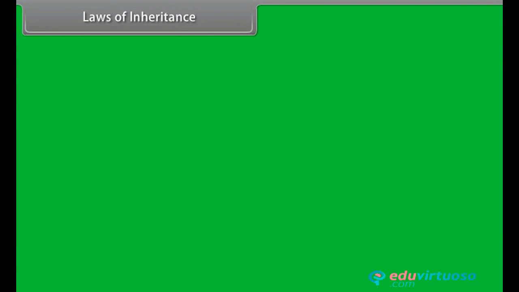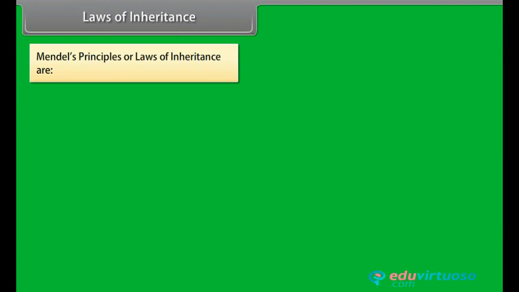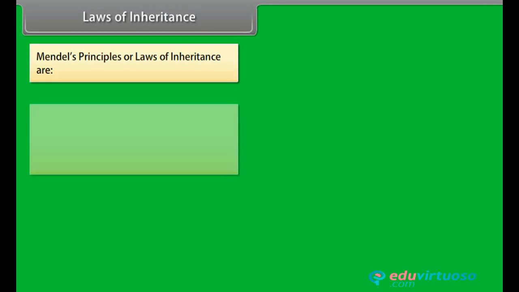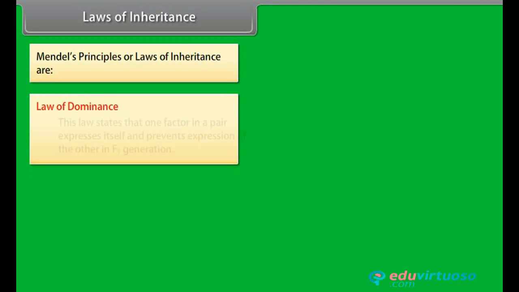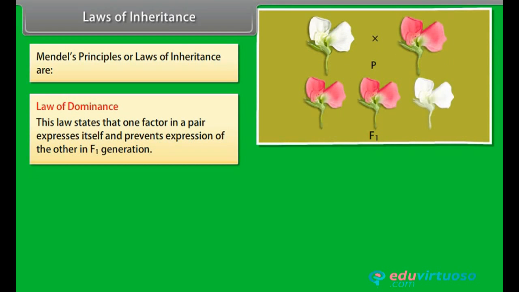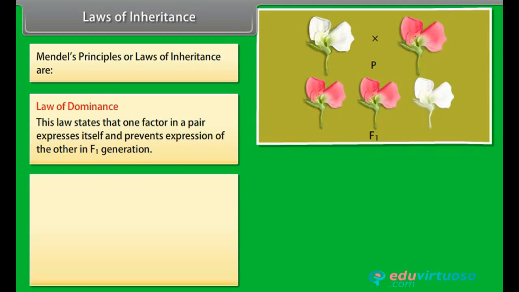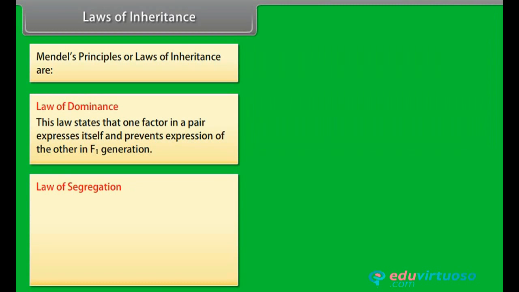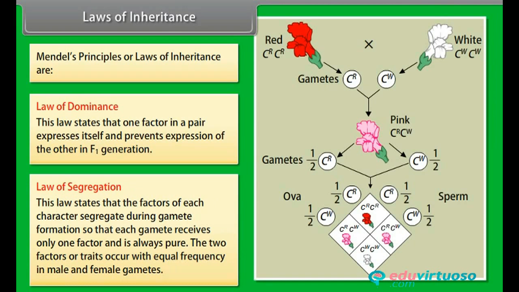Laws of inheritance. Mendel's principles or laws of inheritance are: Law of dominance. This law states that one factor in a pair expresses itself and prevents expression of the other in F1 generation. Law of segregation. This law states that the factors of each character segregate during gamete formation so that each gamete receives only one factor and is always pure. The two factors or traits occur with equal frequency in male and female gametes.